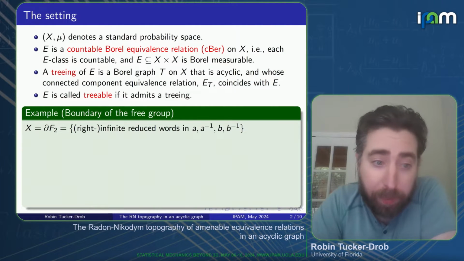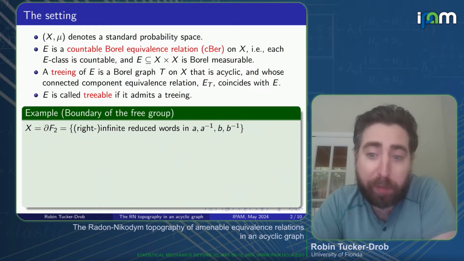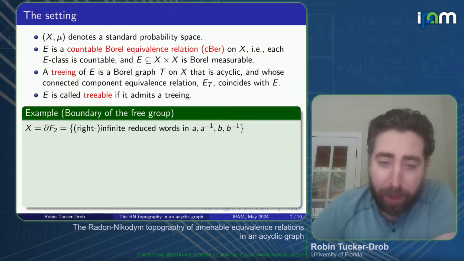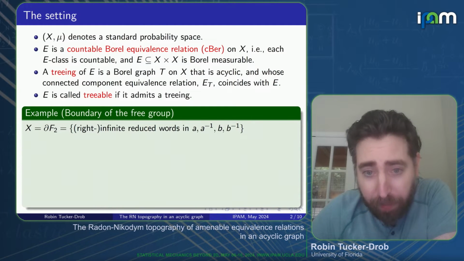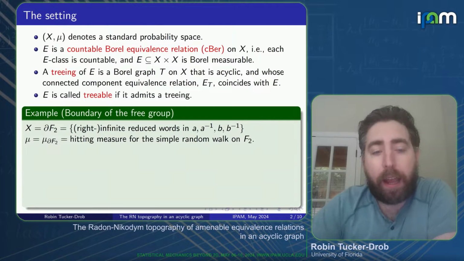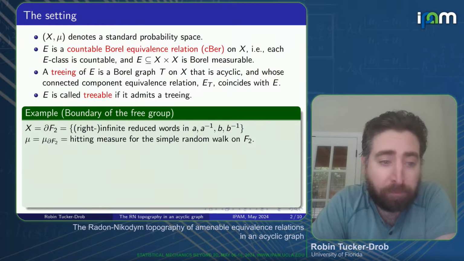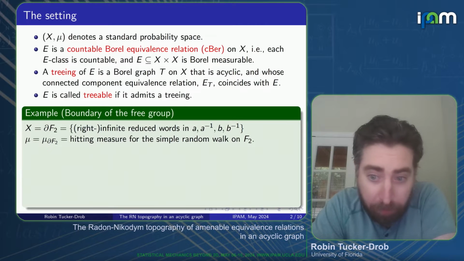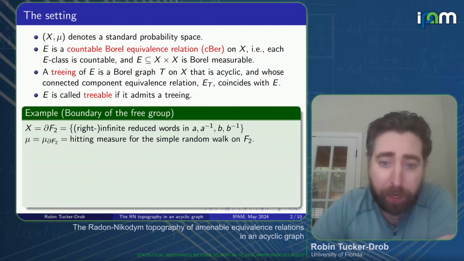So here, X is going to be what I'm calling the boundary of the free group, viewed as the set of all right infinite reduced words in A, A inverse, B, and B inverse. So we take a free group on two generators, I'll denote F2. And then we have its boundary, which is the set of all right infinite reduced words in the generators and inverses. And we'll take for our measure the hitting measure for the simple random walk. So it'll be spherically symmetric, and the measure isn't playing a role really at this slide, but we'll get there soon enough.